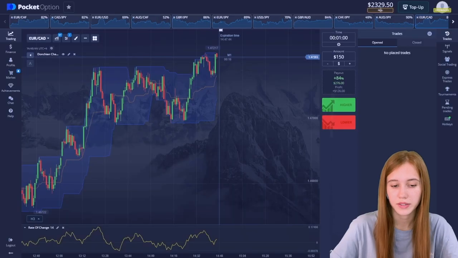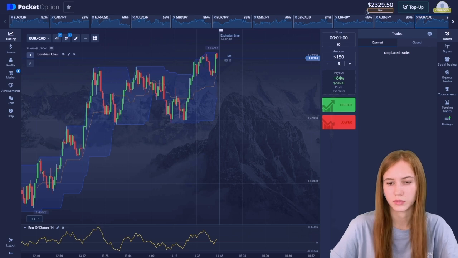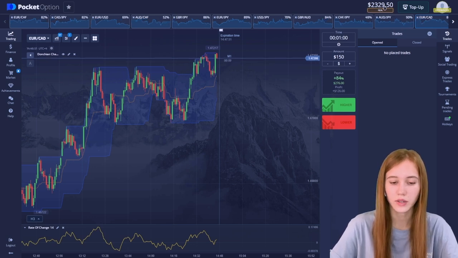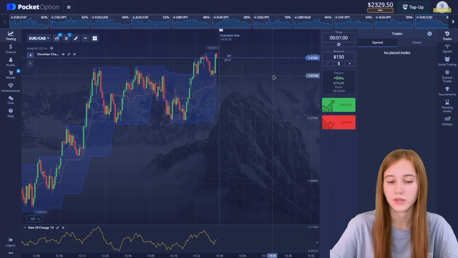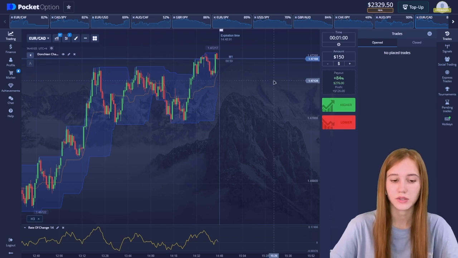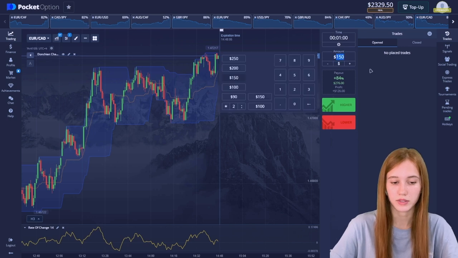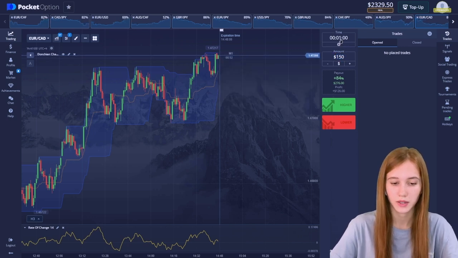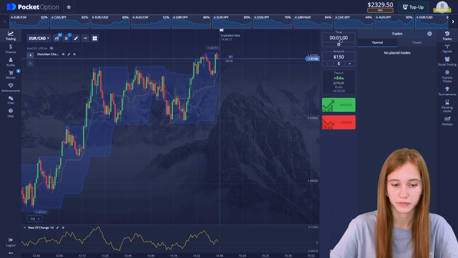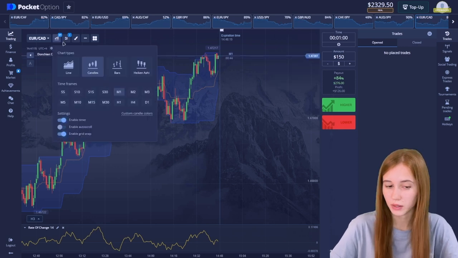So let me remind you that our balance was almost $1,000. At the moment we have $2,000 and $329, more than 2 times. Let's also talk about our settings and what we used today. The deal amount was $150. We traded on minute trades. Our settings were a minute time frame and candles.